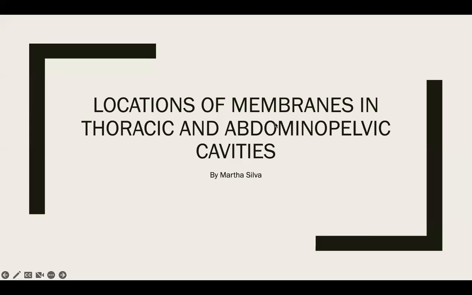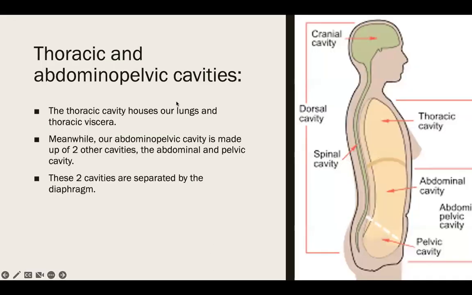These are the locations of membranes in the thoracic and abdominal pelvic cavities. The thoracic and abdominal pelvic cavities are two different cavities located in the dorsal cavity, so it is split up. The thoracic cavity houses our lungs, while the abdominal pelvic cavity is also broken up into two other cavities, the abdominal and the pelvic cavity.